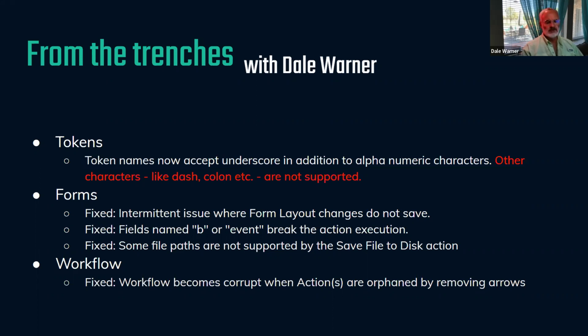We gave some consideration to whether we should be supporting other characters in your token names like dash or colon, other special characters, and came to the determination that anything except underscore is not going to be supported, and that helps keep you out of trouble when you're dealing with things like razor tokens. So we're mostly back to the way that we were from our previous versions, and hopefully that'll solve issues for those of you who are using underscores.